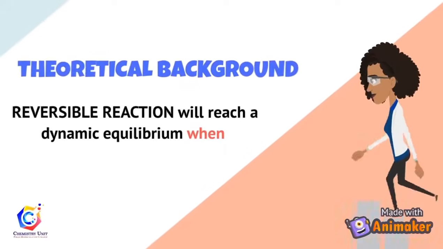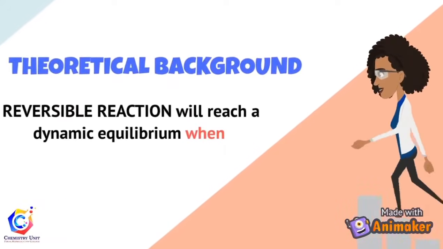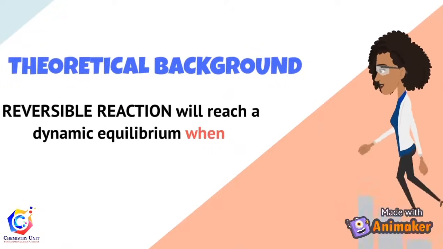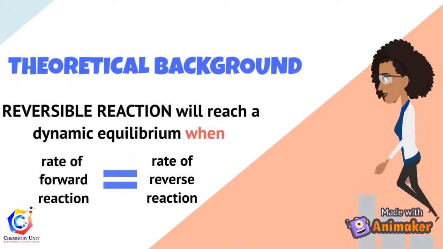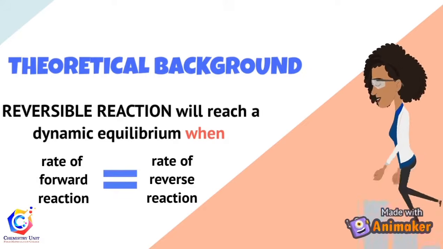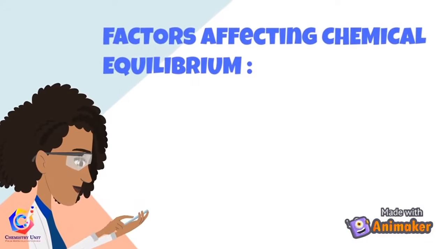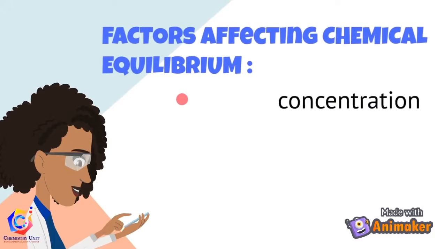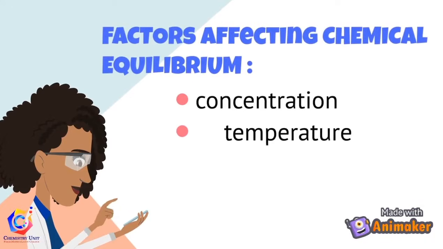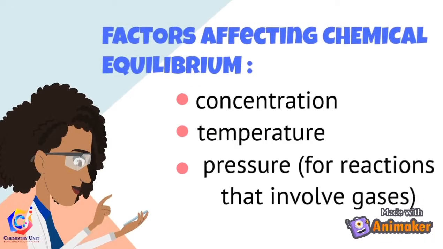Let's continue with theoretical background. A reversible reaction will reach a dynamic equilibrium when the rate of the forward reaction is equal to the rate of reverse reaction. The factors that affect chemical equilibrium are concentration, temperature, and pressure.